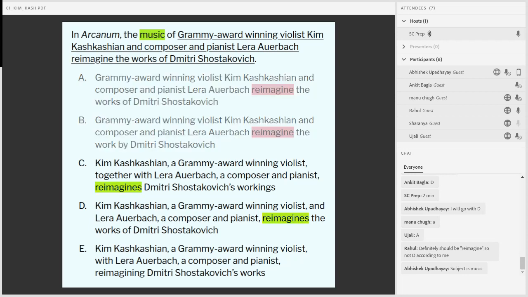Okay. Quick check. Manu, I think Rahul agrees. Manu, agreed or not sure? Yes, I agree. Perfect. All right. Who wants to take the next split?